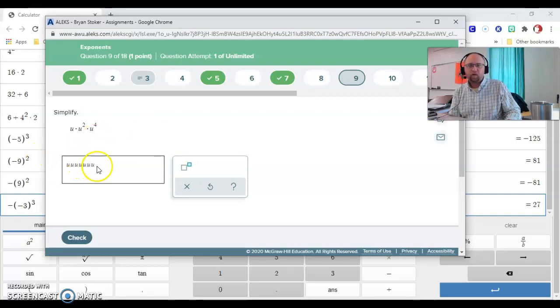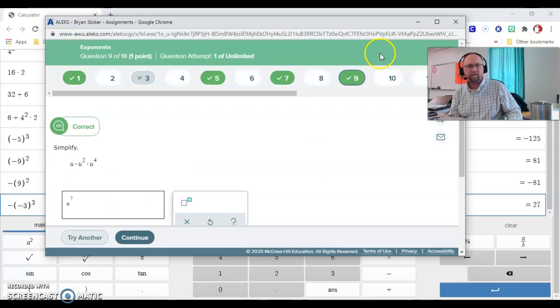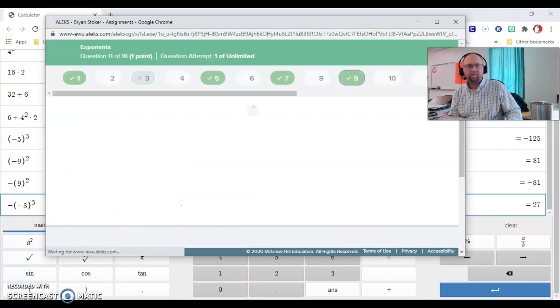I do. One way that you can do this a little bit faster is if you think about it, if there's no number up here by the u, that means it's an exponent of 1. And then when you have 2 and 4, what you can really do is just add the exponents. So 1 plus 2 is 3. 3 plus 4 is 7. So your answer you could enter is actually u to the 7th power. Check that. Boom. Yes, it was done. Okay. Let's go to number 11.